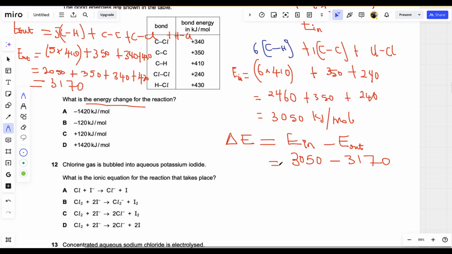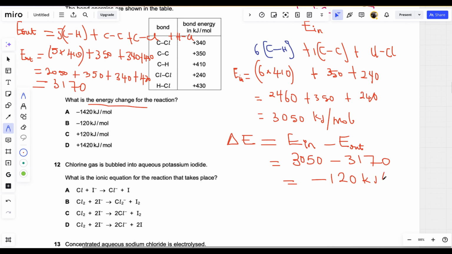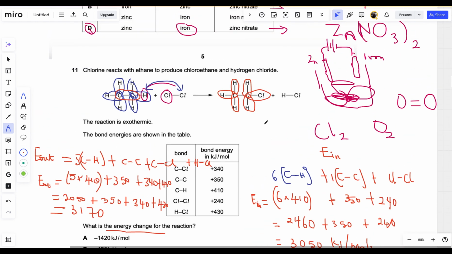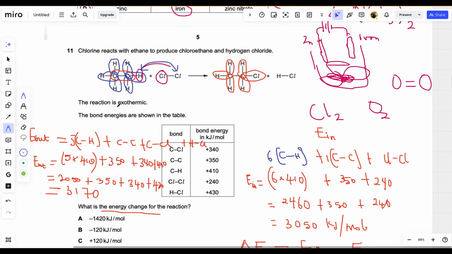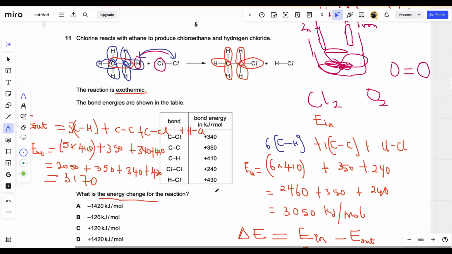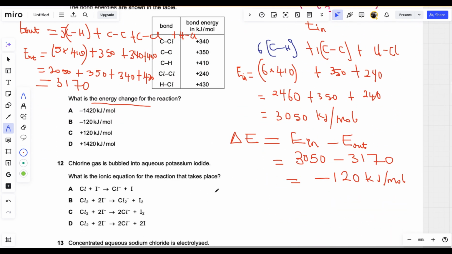So this gives us a negative number in kilojoule per mole, which is negative 120 kilojoule per mole. If you check your answer, you should look for any option that has negative 120. How do you know you're correct? Because exothermic, they mentioned that at the beginning. They say it's an exothermic reaction, see, they mention it here, exo. So you should get a negative answer. It's an exothermic reaction, and so the answer is B. Negative 120, not negative this.